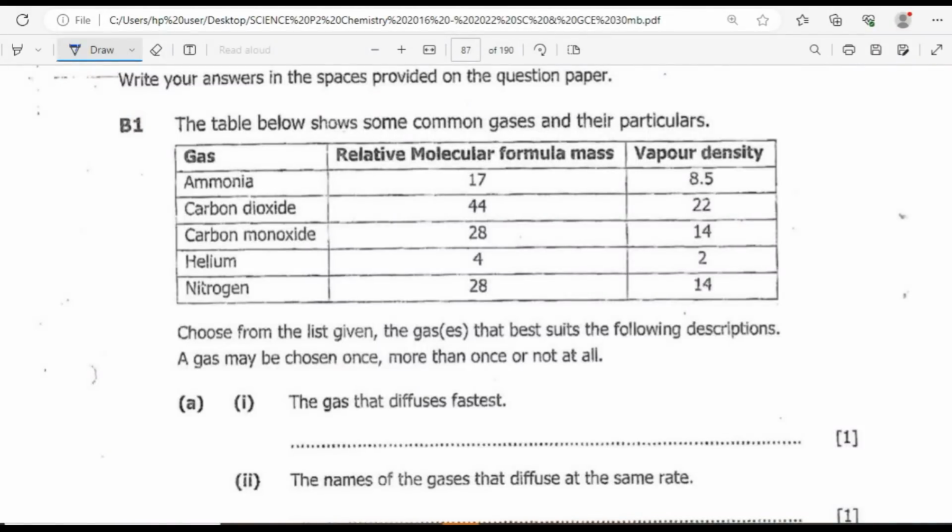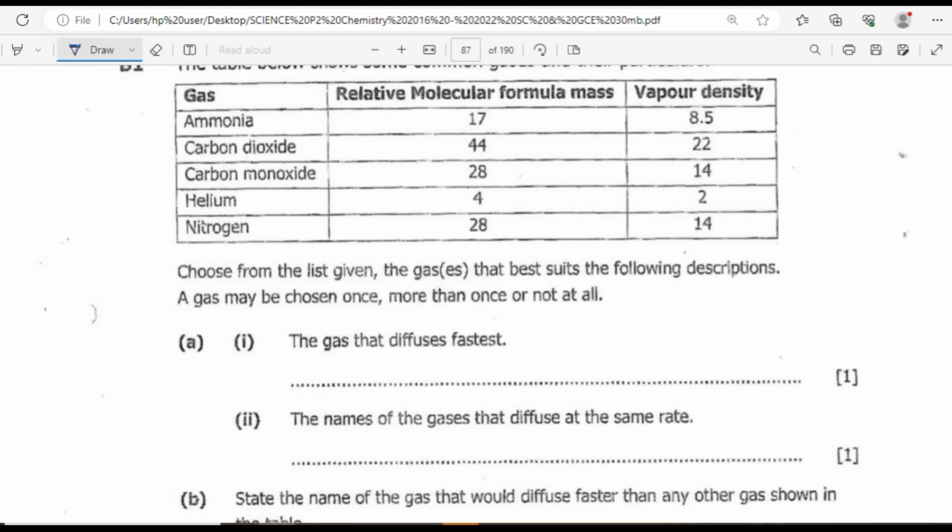Okay, so we have another question. The table below shows some common gases and their particulars. So we have gas, ammonia, carbon dioxide, carbon monoxide, helium, nitrogen. Relative molecular mass, we have 17, 44, 28, 4, 28. So choose from the list given the gas or gases that best suits the following description. A gas may be chosen once, more than once, or not at all.